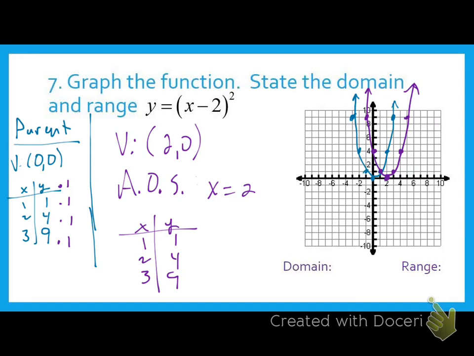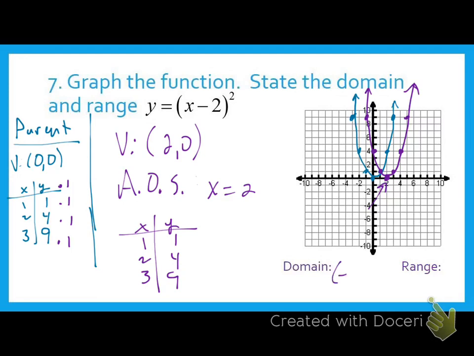And then when we create our new table of values, we have to multiply the y column from the parent function by 1. It doesn't really change anything. So we're still going to go 1, 2, 3, 1, 4, 9. So we go plot the vertex for the new graph at 2, 0. Then we're going to go over 1, up 1, over 2, up 4, over 3, up 9. Always going back to the vertex to start our walking. Okay? So there's our graph.